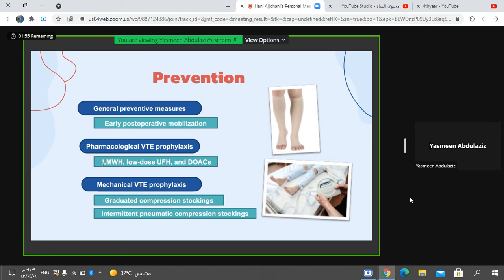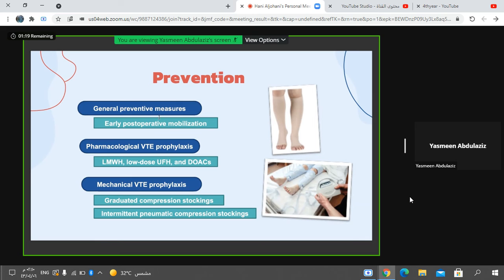Pharmacological treatment includes low molecular weight heparin, unfractionated heparin, and oral anticoagulants. Warfarin is generally not used for prophylaxis. For mechanical prophylaxis, we have two types of evidence-based methods. One is the graduated compression stocking, as you can see in this picture. Also, there is the intermittent pneumatic compression stocking, as you can see in this picture.